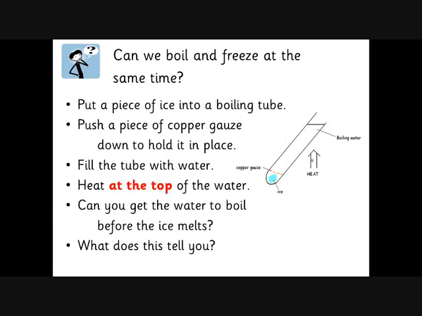Here's our second lesson on heat transfer. So what we do is we get a Bunsen burner here and we heat some water up at the top of the boiling tube, and at the bottom of the boiling tube here we've got some ice which is just held down by some copper gauze.